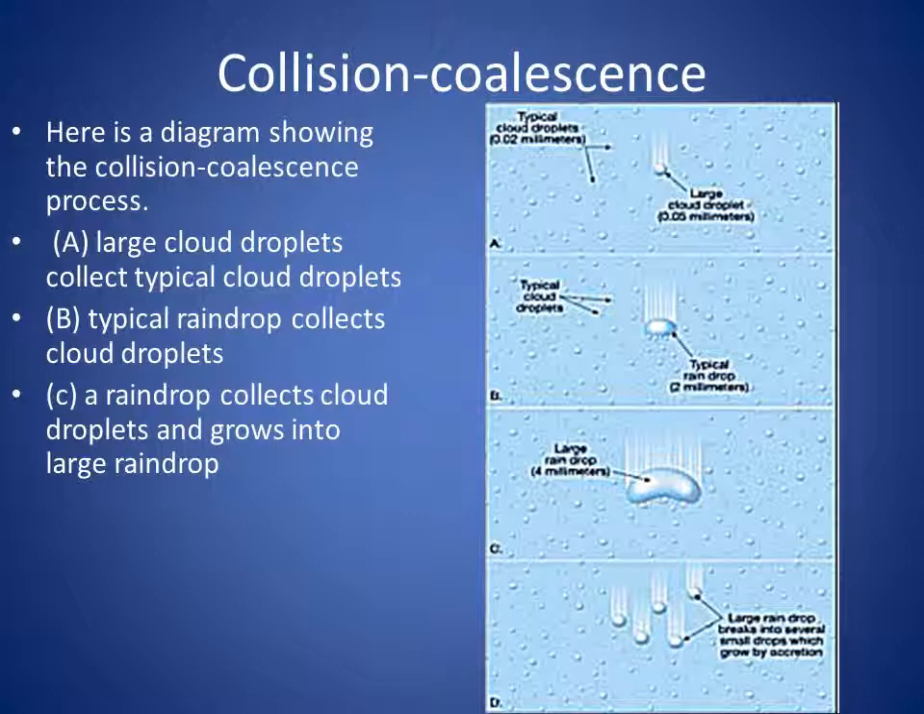In the top panel, large cloud droplets collect typical size cloud droplets of 0.02 millimeters. In the middle panel, as the cloud droplets grow into typical raindrops, they become much more efficient at collecting cloud droplets as they grow bigger and fall faster. In the bottom panel, as the raindrops grow further, they continue to collide and collect additional cloud droplets and grow into a large raindrop which has a typical size of 4 millimeters.